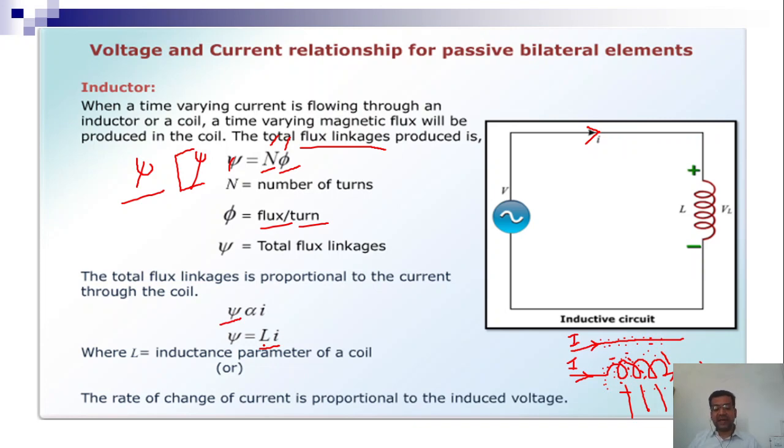The rate of change of current is proportional to the induced voltage; that is the meaning. L is the parameter which gives you the inductance property of the material, in our case the coil.